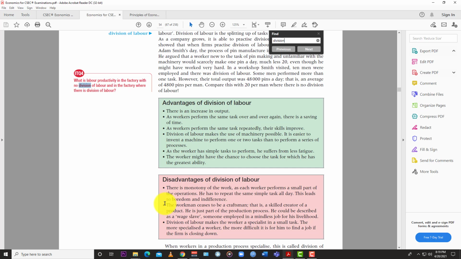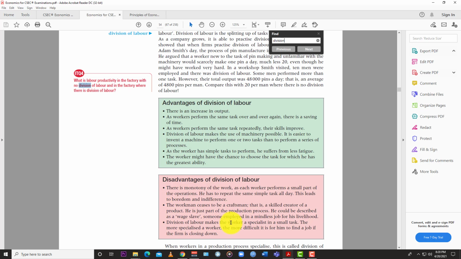Then disadvantages, as we started mentioning, there is monotony of the work. As each worker performs a small part of the operation, he has to repeat the same task all day. This leads to boredom and indifference, and therefore it's going to reduce productivity in a sense. And if you're bored and indifferent, you might not care, something might slip through, and so you have problems there. The workman ceases to be a craftsman, that is, a skilled creator of a product. He is just a part of the production process. He could be described as a wage slave, someone employed in a mindless job for his livelihood. And of course, that does not sound good at all.